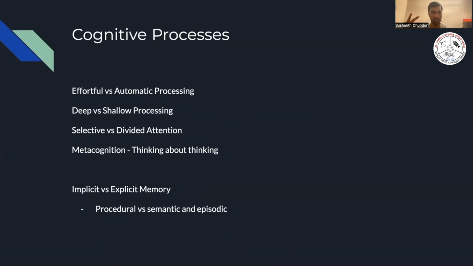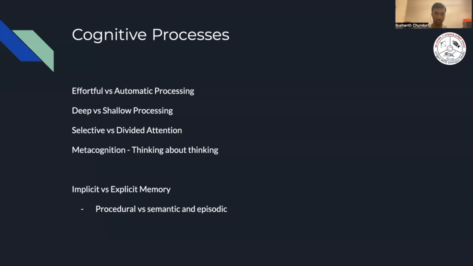Deep versus shallow processing. Deep processing is when you think about something to the point where it becomes a part of your long-term memory, whereas shallow processing is when you only think about it at surface level, so it only stays in your short-term memory for around 30 seconds or so. Selective versus divided attention. It's just what it means. Selective attention is when you put attention on one specific thing, whereas divided attention is where you can focus on multiple things at the same time. So watching a video and taking notes, you're able to do that.